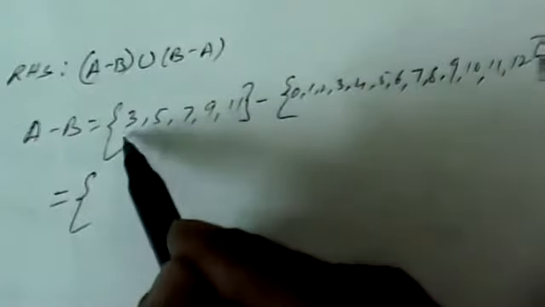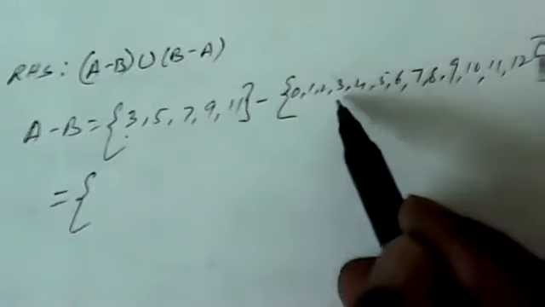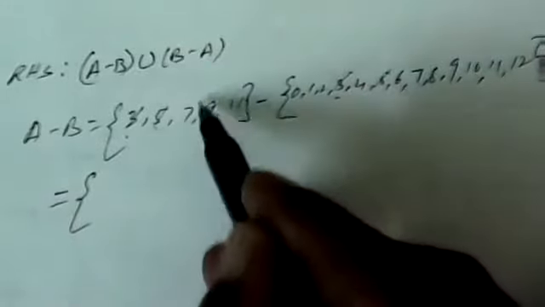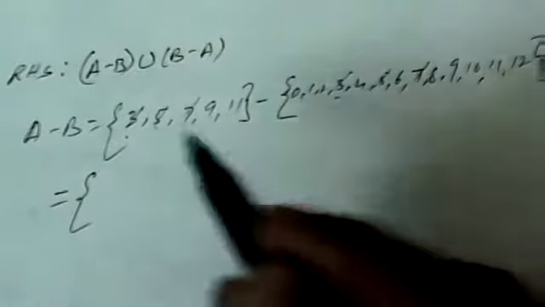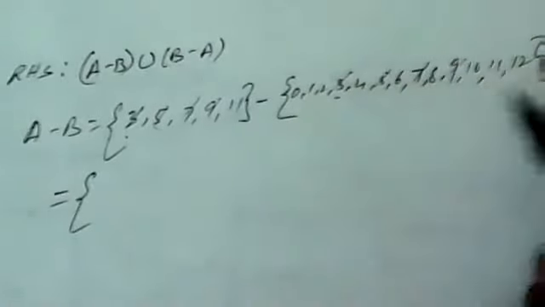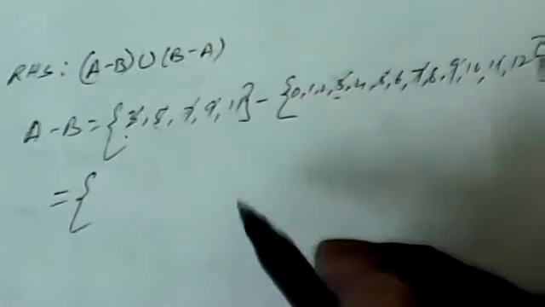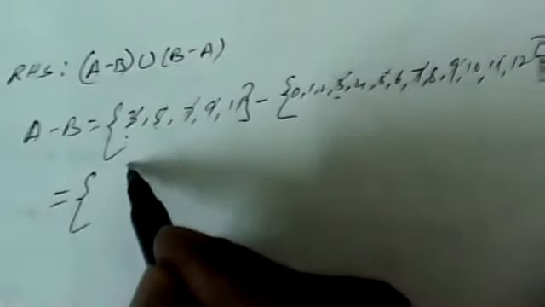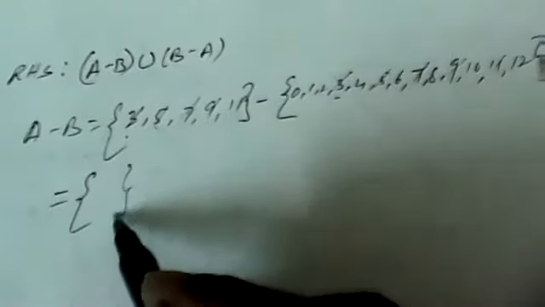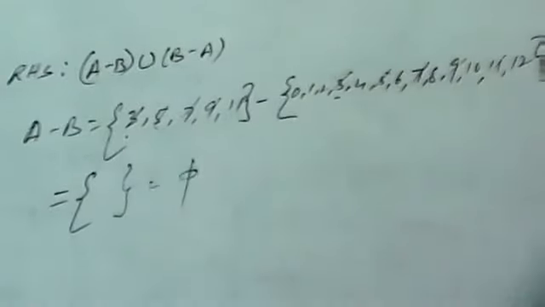So first let us see 3. Is 3 there here or not? Yeah, here we find it. So strike it out. 5. 5 is also here. Okay, strike it out. 7. 7 is also there. 9. 9 is also there. 11. 11 is also here. So what do you get? A minus B is empty. That is, nothing here.